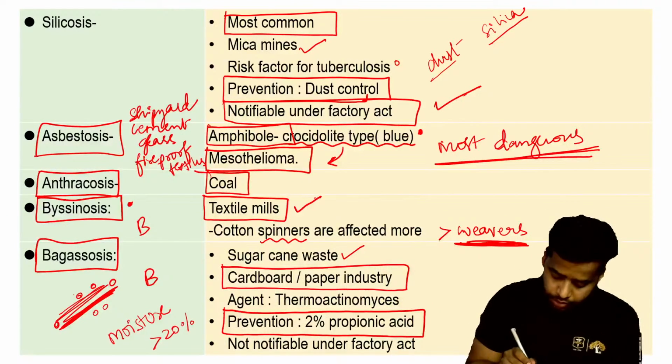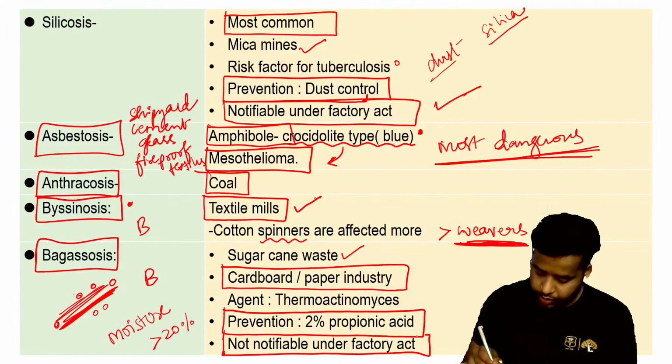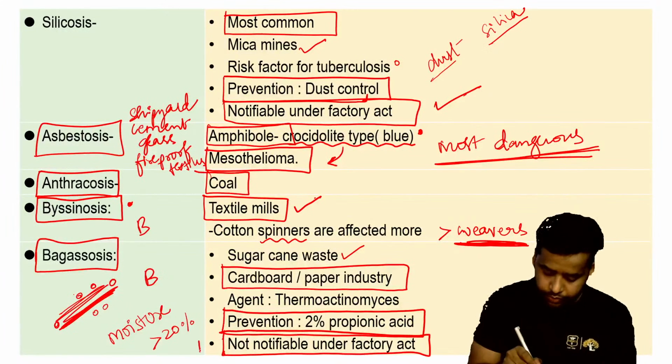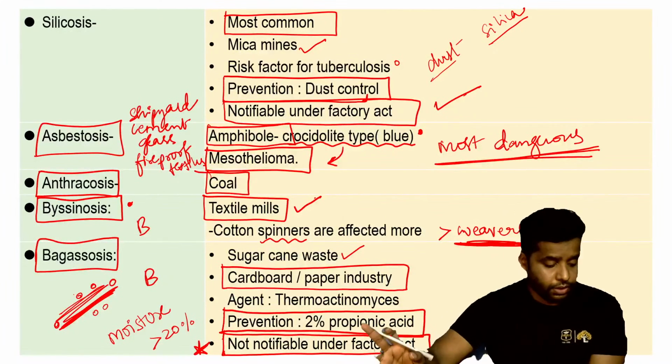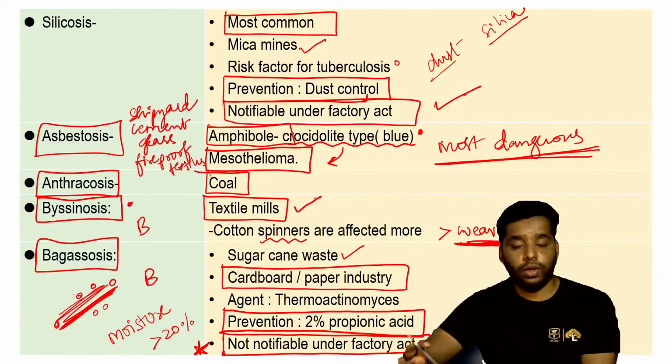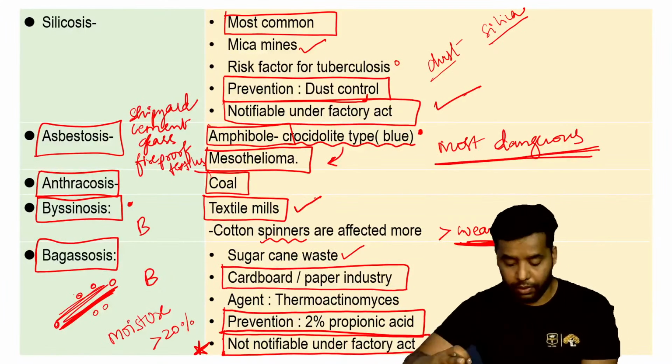And bagasosis is not a notifiable disease. Out of all this, if I am asking which is not a notifiable disease, it is bagasosis. Not notifiable under the Factory Act. Important.